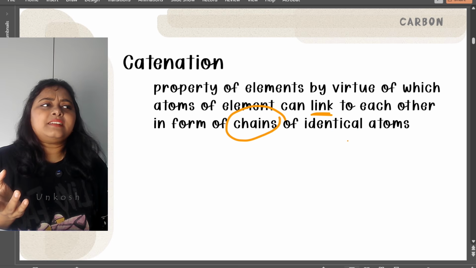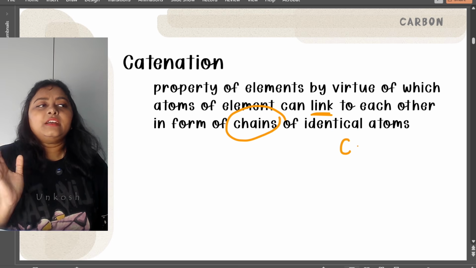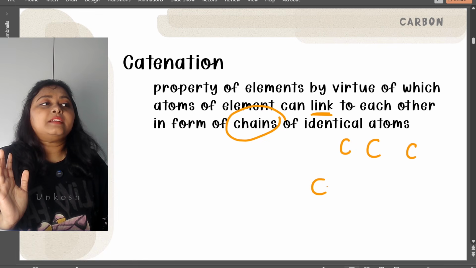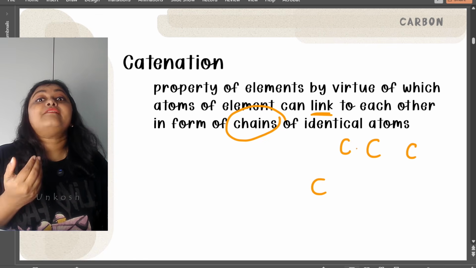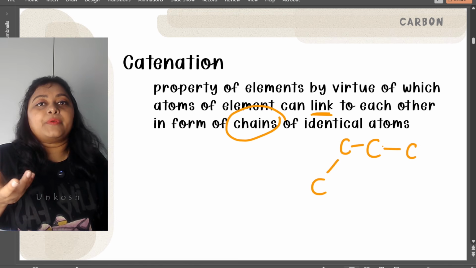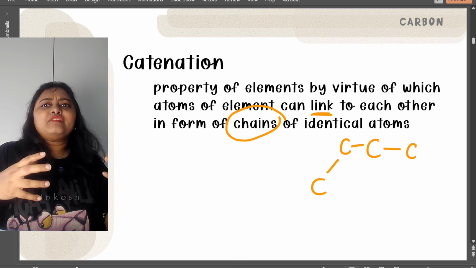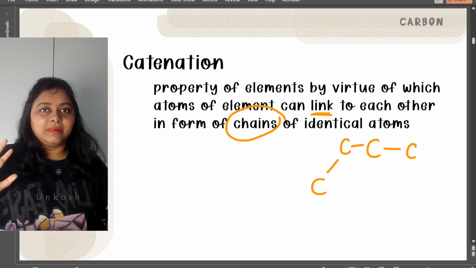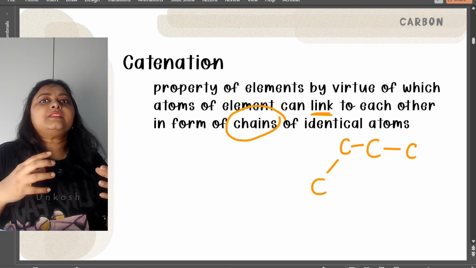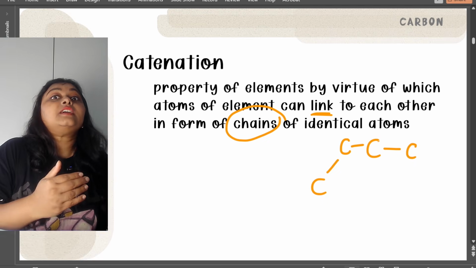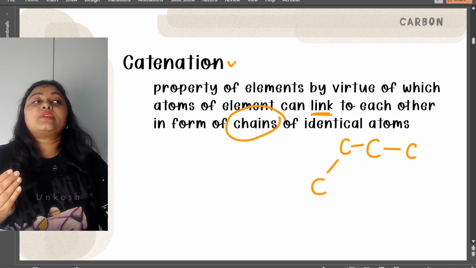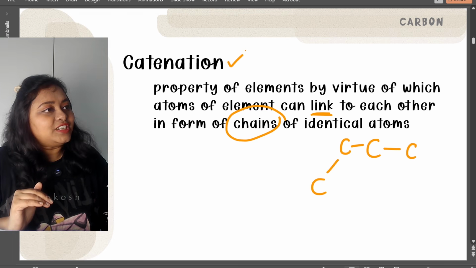Now, identical atoms, since we are talking about carbon, the identical atoms are going to be carbon. So, if there are carbon atoms lying around, they have a tendency to link to one another more compared to linking with other elements which are present around. So carbon has got this tendency to link with other carbon atoms in its surroundings, and that's why it is showcasing the property of catenation.